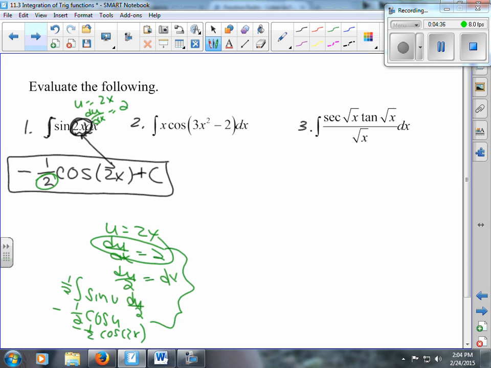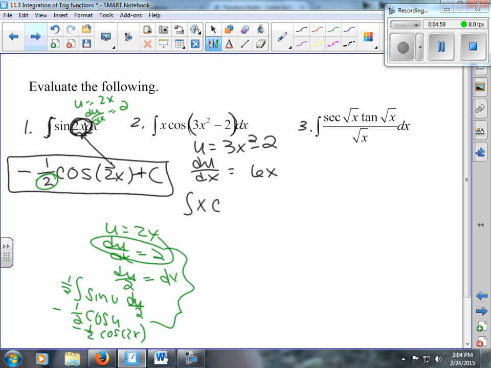Let's look at number 2. Number 2 is different because you have to do a u substitution here. Because we should let u be the inside. And when I take the derivative of the u, I don't get a simple number. I actually get something with x in it. That means I need to do the u substitution and hopefully cancel that out.